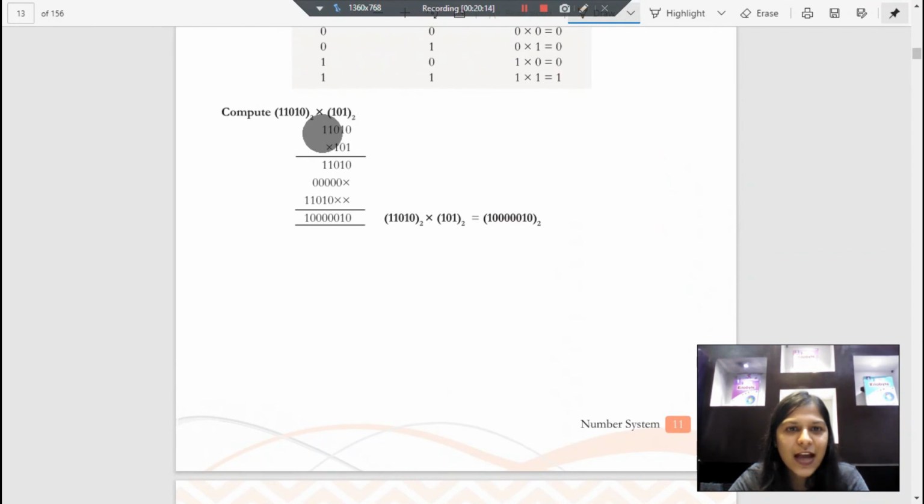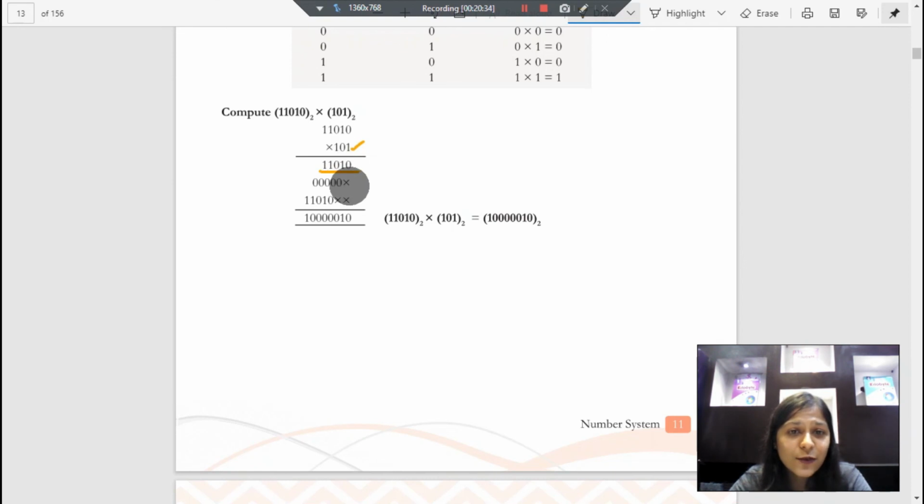So for example, we have 11010 into 101. So how will we solve it? For the ones case, we will write the number just like that, because 1 multiplied by 0 is 0, 1 multiplied by 1 is 1, 1 multiplied by 0 is 0, 1 multiplied by 1 is 1, 1 multiplied by 1 is equal to 1. So like that.